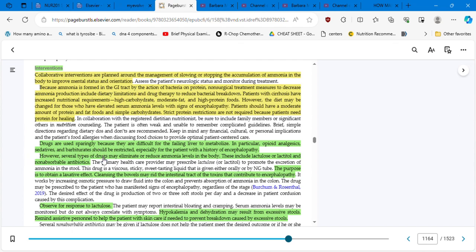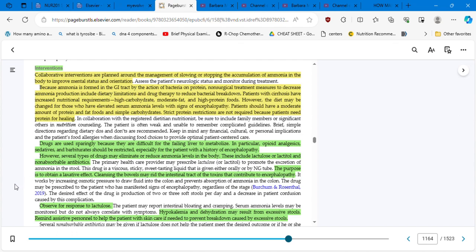Drugs are used sparingly because they are difficult for the failing liver to metabolize. In particular, opioids, analgesics, sedatives, and barbiturates should be restricted, especially for the patient with a history of encephalopathy.